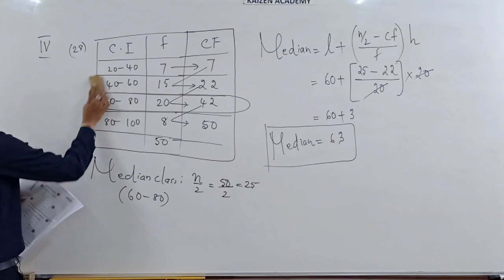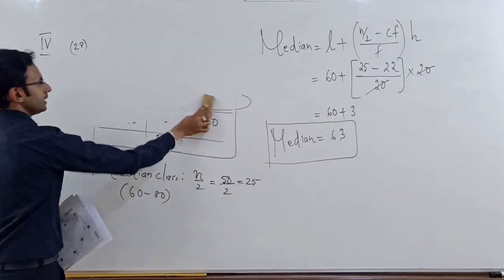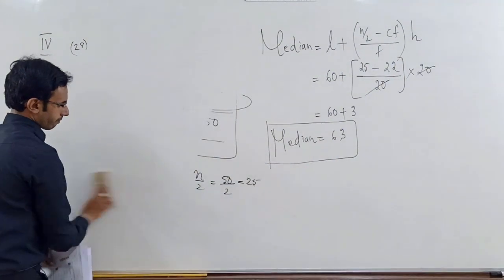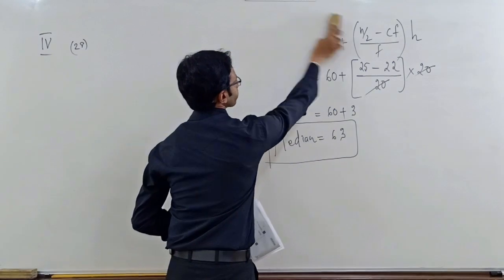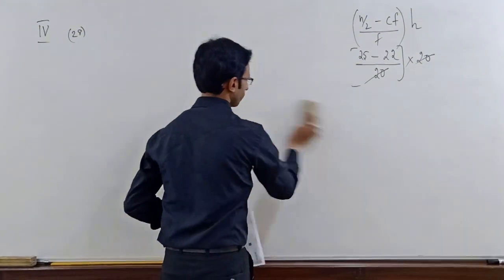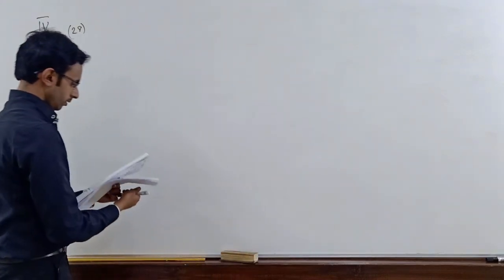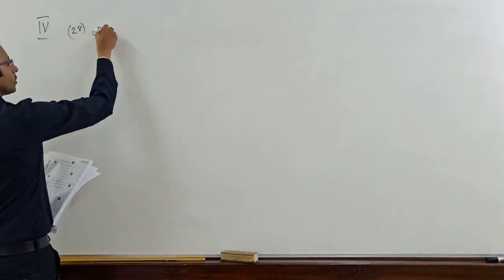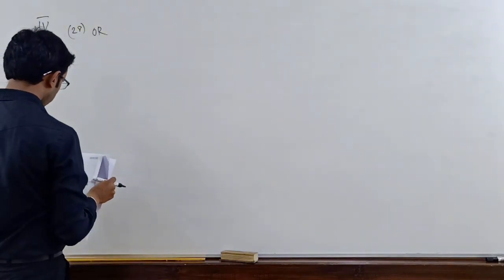So if you have calculated the median, you would have got 63. If you have attempted the mode, which is easier than median, let us see what answer you should have got. So problem number 28, the optional question, is to find the mode of the following data.